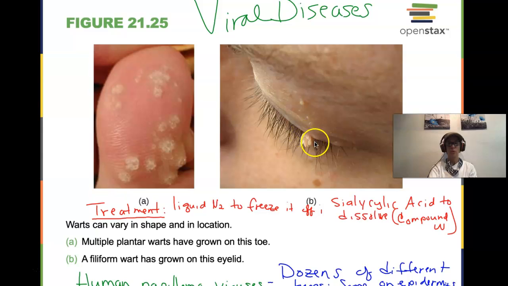And this is a filiform wart on an eyelid. All of these warts are caused by human papillomavirus. There are dozens and dozens of different papillomaviruses. Some of them only cause problems on the surface of the skin. Others that we'll see in a later chapter on reproductive illnesses are sexually transmitted and cause lesions on the genitals or on the anus. The treatment for warts is to use liquid nitrogen to freeze it off. Yeah, that hurts, but it does freeze it off. Or we can use a salicylic acid that will dissolve the benign tumor. That's what's in Compound W.